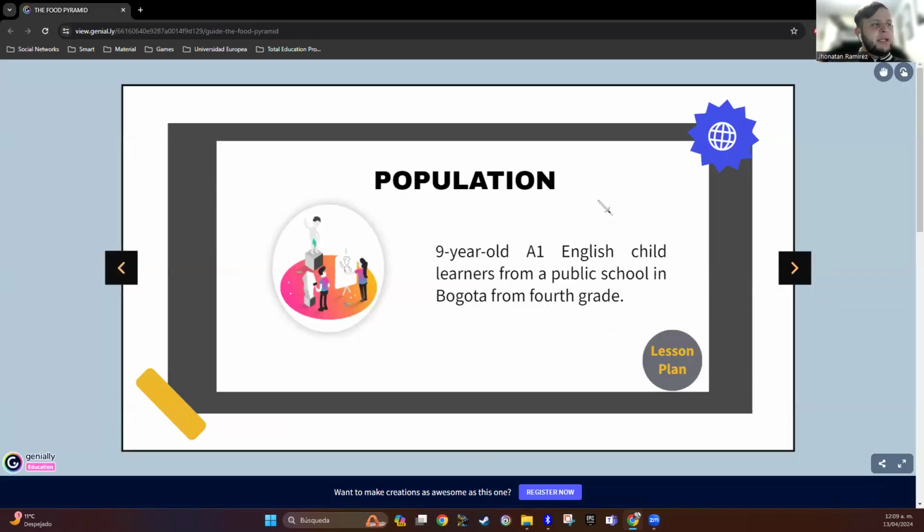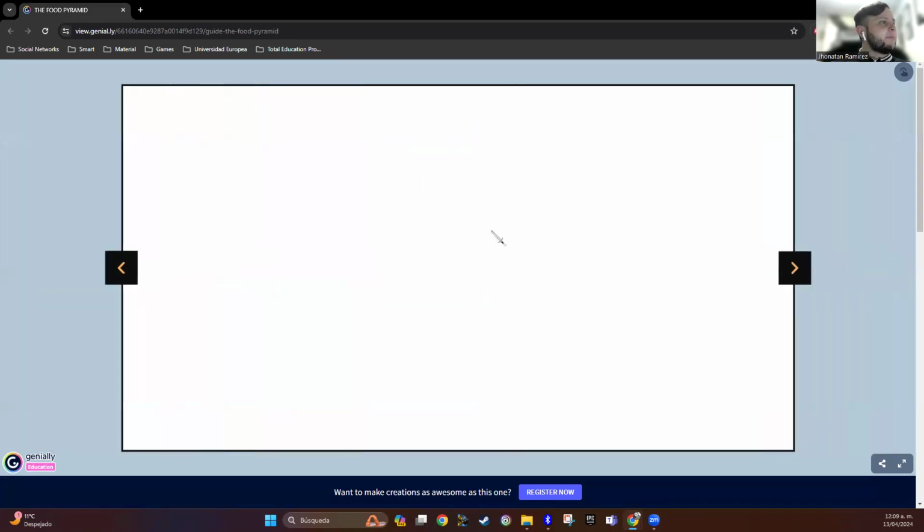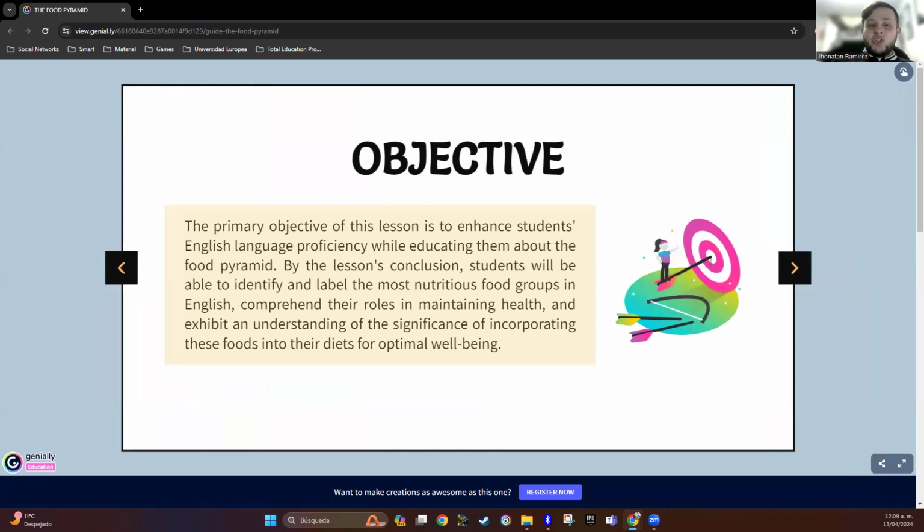The population that I decided to choose is students who are in 4th grade from a public school in Bogota, Colombia, okay? If we start talking about the CLIL method, the first C is going to be content. Remember that it's really important to start with what the students are going to learn at the end of the lesson, what is going to be taught, and what our teaching goals are, okay?